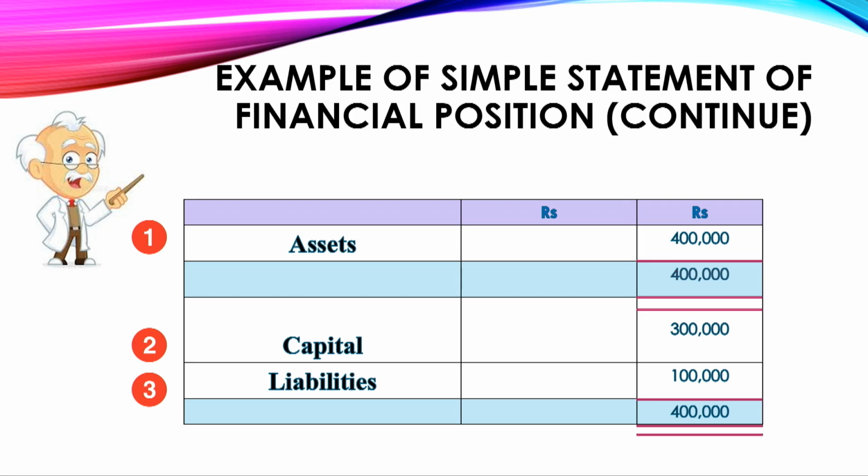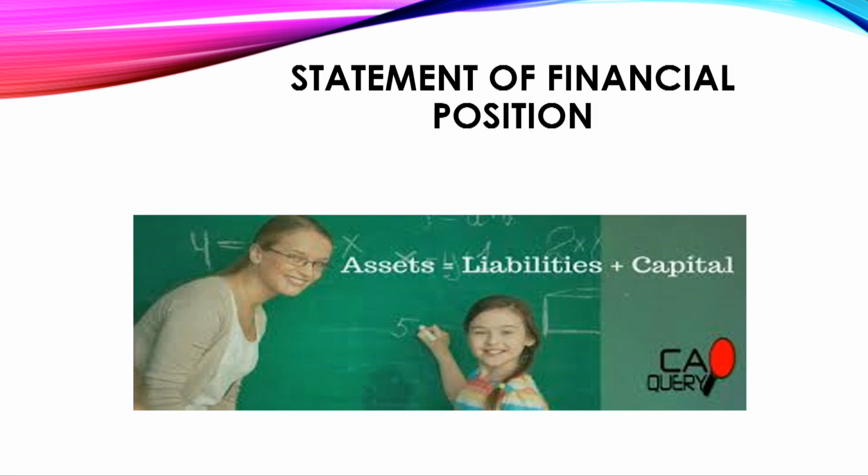The second item to be recorded is capital. Again, capital is recorded in the first column and the amount of 300,000 rupees in the last column. Finally, we have to record liabilities of 100,000 rupees. After having recorded the capital and liabilities, we have to add both amounts, that is, capital of 300,000 rupees and liabilities of 100,000 rupees. This gives a total of 400,000 rupees. As it can be seen, assets is equal to liabilities plus capital.